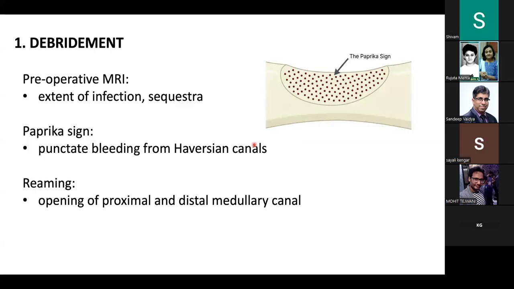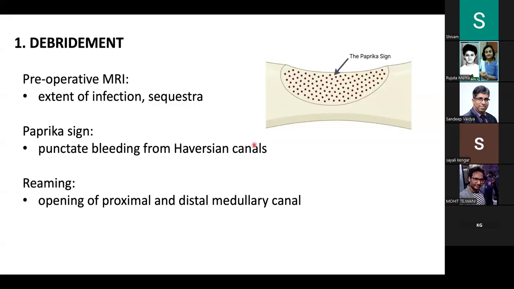Some principles about debridement. Before going in for surgical management of chronic osteomyelitis, I always prefer to get a preoperative MRI. Now, how does the MRI help you? The MRI helps you in understanding the true extent of the infection, because that then dictates your surgical approach, how much you are going to open up, how much you are going to debride. The MRI tells me that. And also, some sequestra which may not be easily identifiable on the X-ray can be identified with the preoperative MRI. So I think before going in for a chronic osteomyelitis, a preoperative MRI is extremely important.